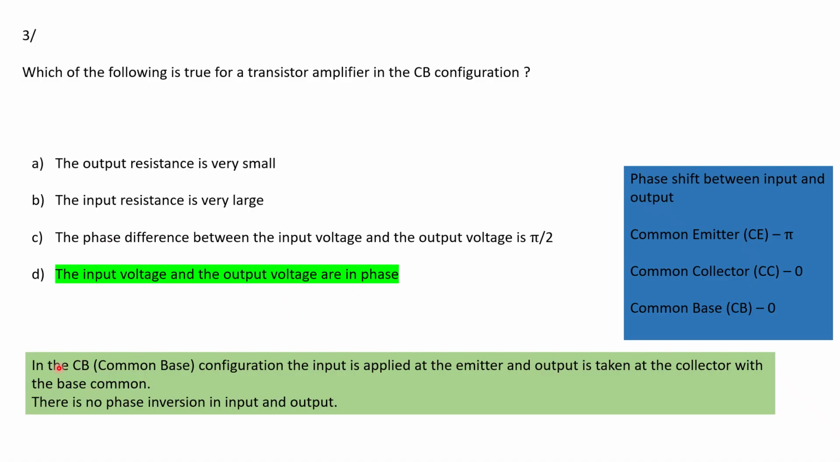We know that the CB configuration is the common base configuration. The input is applied at the emitter and the output is taken at the collector with the base common, and there is no phase inversion between input and output. The additional information we can get here is the phase shift between input and output voltage in different configurations of the transistor: in common emitter this is pi, for common collector this is 0, and again for common base this is 0.